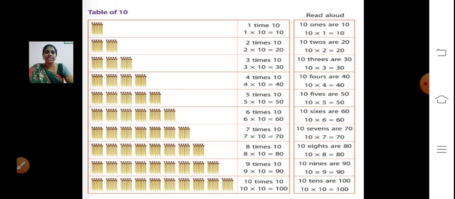Now just revise, learn the tables from 6 to 9 thoroughly, children. Then only you can do sums on that. Okay, just learn the tables from 6 to 9. Next class we'll do the sums on the table of 10.